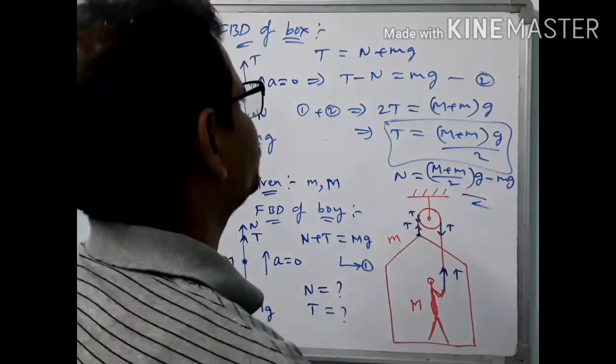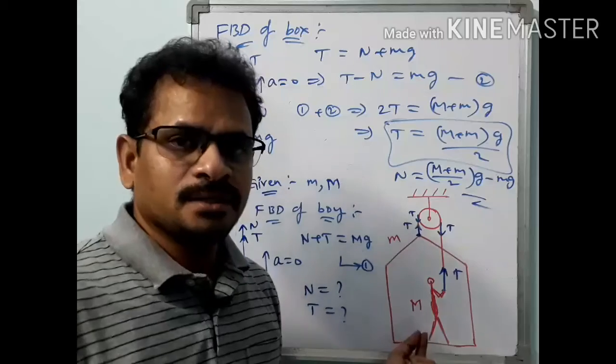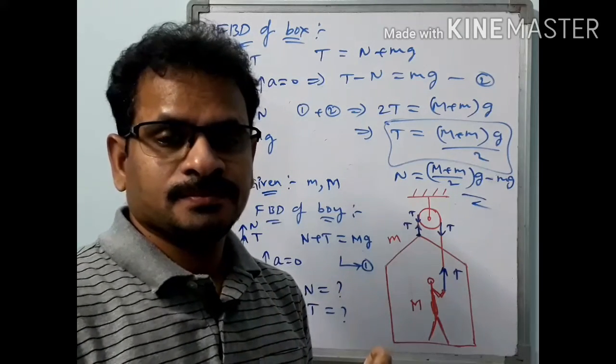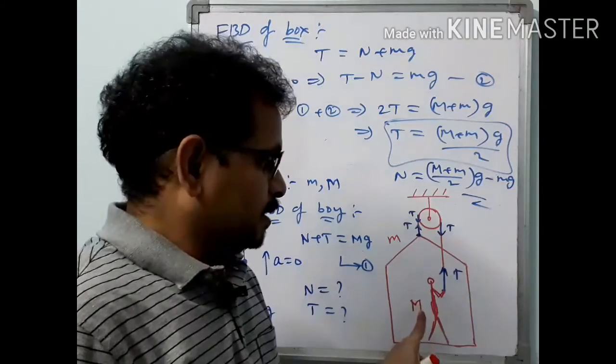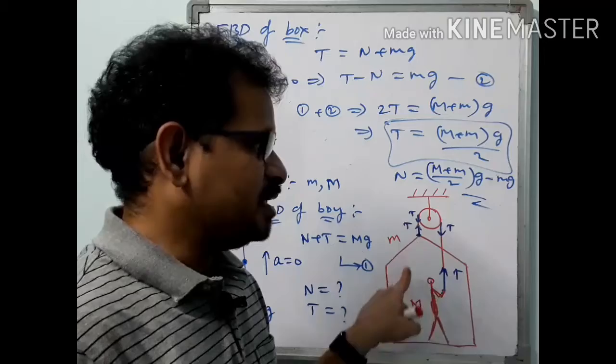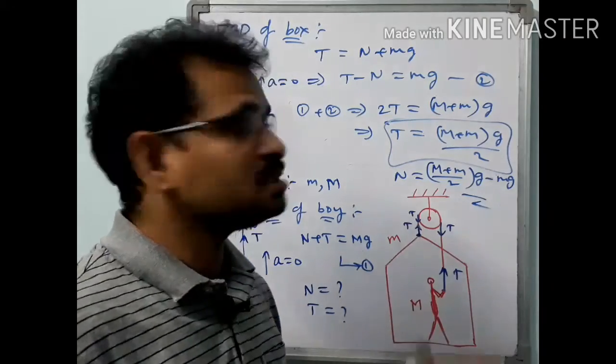Okay, so this is the case. You can find out this one. Is the problem easy or not? Easy. The simple thing is we have to apply the basics properly. So I have taken the FBD of this boy, drawn the forces, and the FBD of the box separately. We made two equations. We can simply solve it.